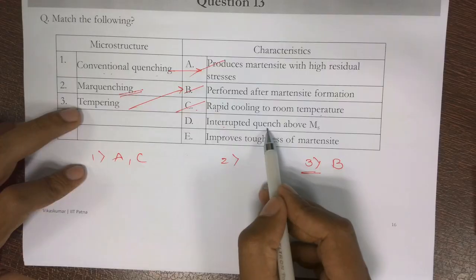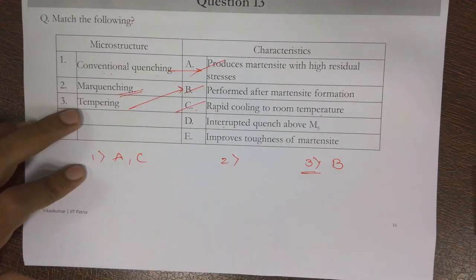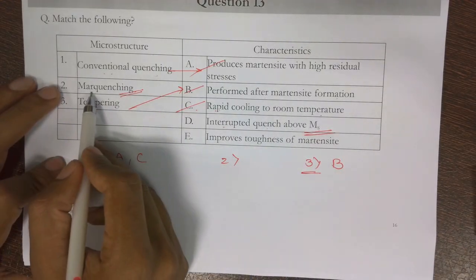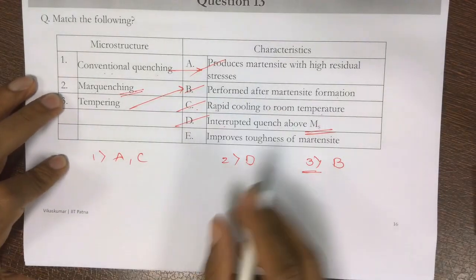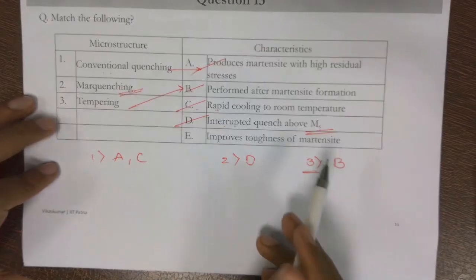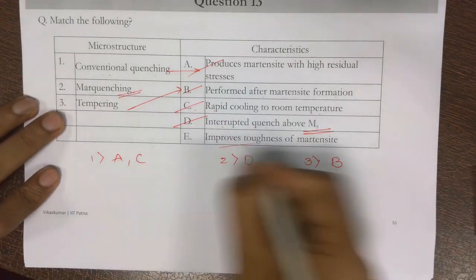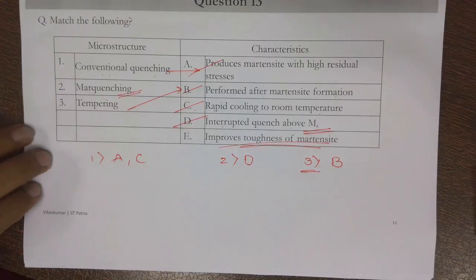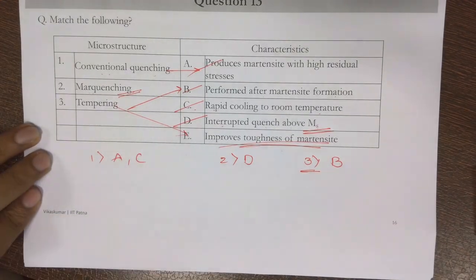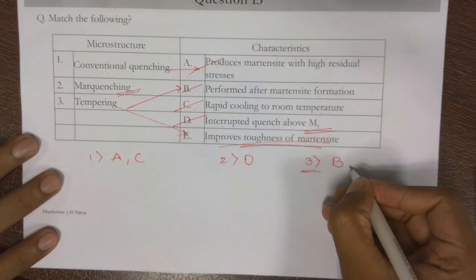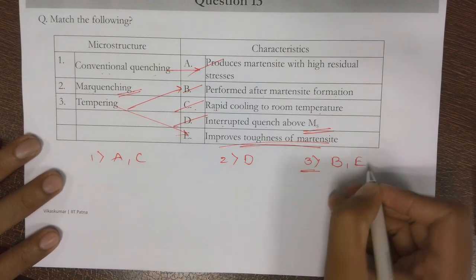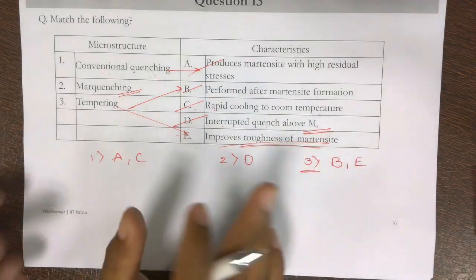Interrupted quenching above Ms. This is nothing but what we discussed just now, mar quenching. So option D will be the right answer over here. Improve toughness of the martensite. To increase the toughness, what do we do? We do the tempering. The martensite we have now, we will temper it, going to a high temperature, and we will get this answer. So option E is the right answer over here. So with that, we have solved question number 13.